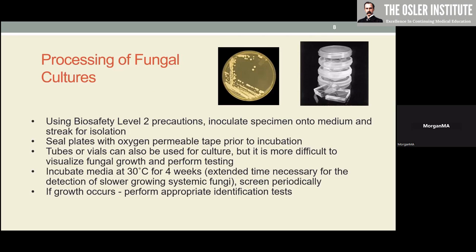Using BSL-2 precautions, you will inoculate specimens onto media and streak for isolation. You then seal the plates with the permeable tape prior to incubation. Tubes or vials can also be used for culture, but most laboratories don't like to use tubes or vials because it's much harder to visualize the growth of molds and yeast. You hold fungal cultures at 30 degrees centigrade for 4 weeks. This very long incubation time is necessary to look for the slower growing systemic fungi. And then you screen these cultures periodically to see if anything is growing.